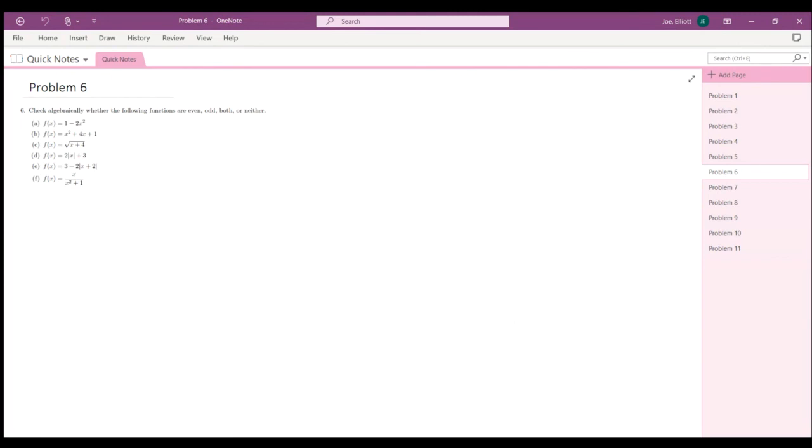Let's just quickly talk about what it means to be odd and even. Algebraically, a function is even if it satisfies f of minus x equals f of x, okay? And an algebraic definition of what it means for a function to be odd is that f of minus x equals minus f of x, okay?